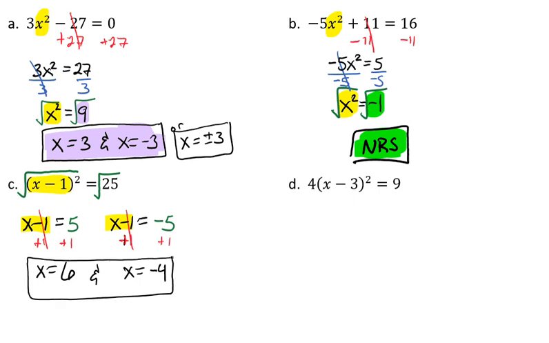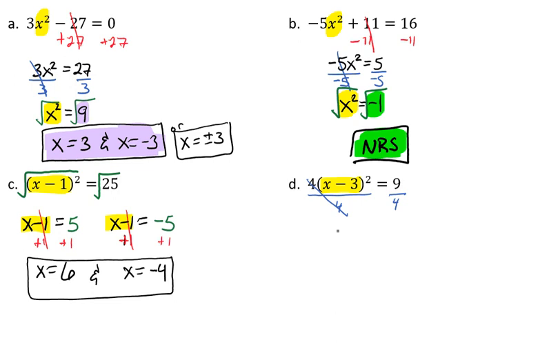So if we take a look at letter D, we have 4 times (x minus 3) quantity squared equals 9. We're going to begin by dividing both sides by 4, because we want to isolate that. What we're looking at is like 4 times happy face squared equals 9. We want that happy face to be by itself, so we have to divide both sides by 4 first, which is what we're doing. That's going to allow us to get our happy face by itself.